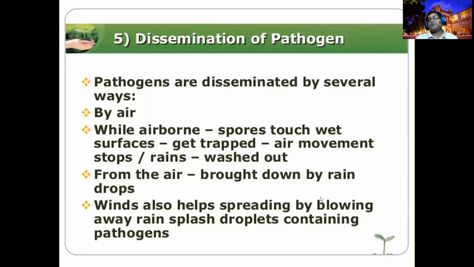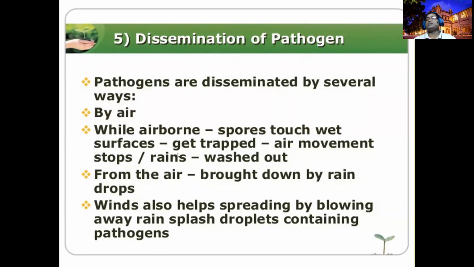Wind also helps the spreading of the spores. It has been mentioned that fungal spores of the Basidiomycota rust fungi can move 1,000 kilometers, I mean continent to continent. If a spore is airborne and reaches the air, with the moving wind it can go 1,000 kilometers. This is dissemination of the pathogen.